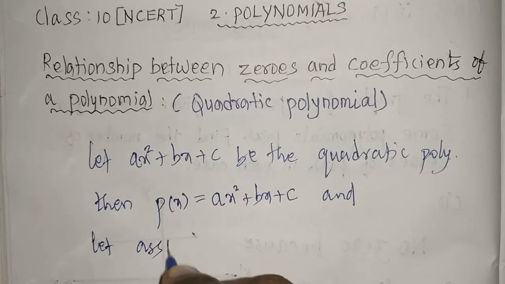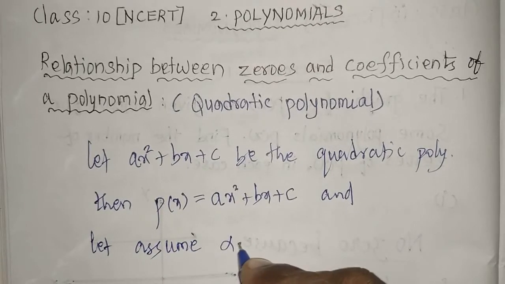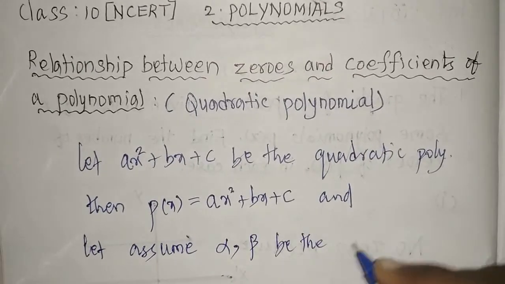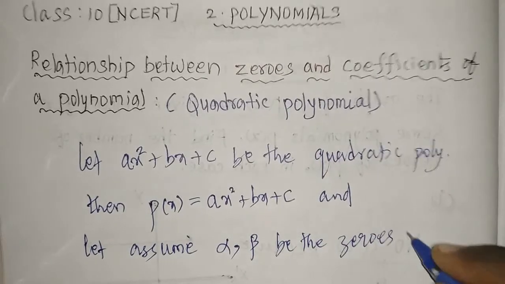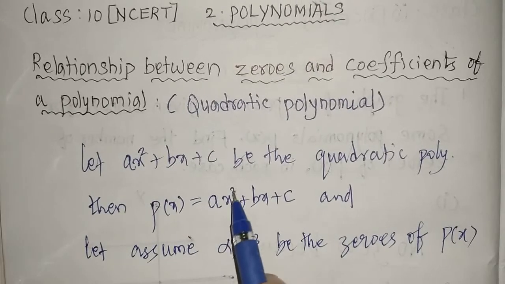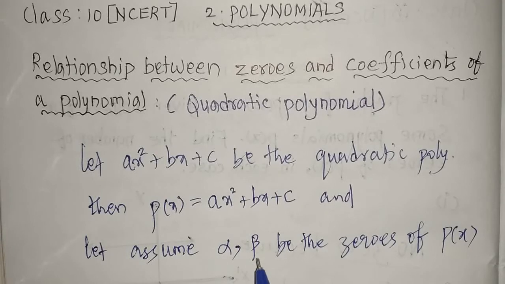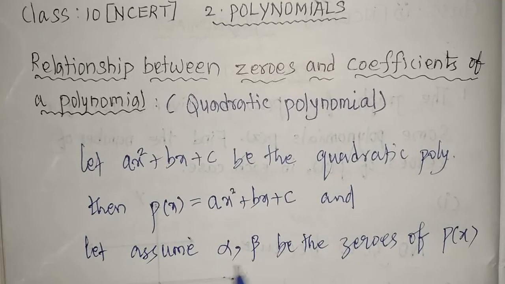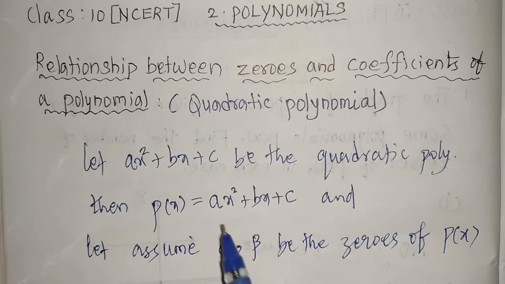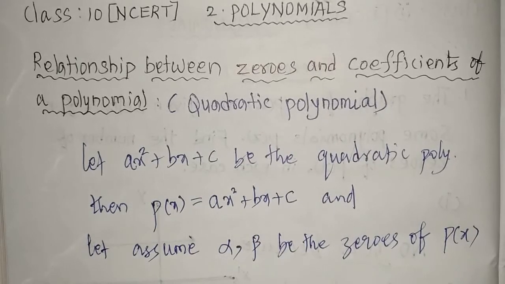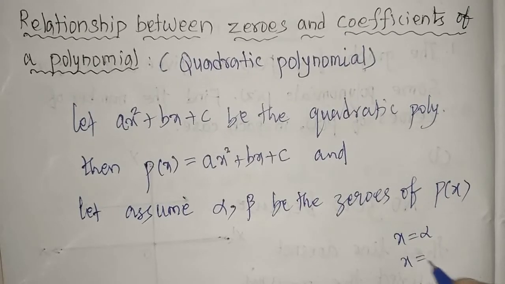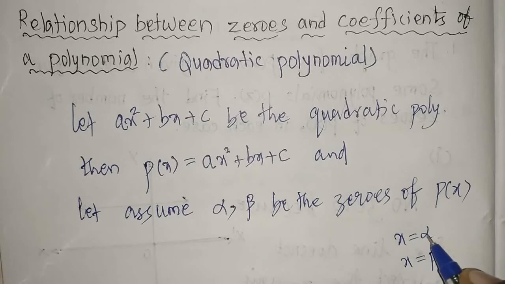Let us assume alpha and beta be the zeros of p of x. Quadratic means degree 2, so we have to assume two zeros. So this is called alpha and this is beta. These two are assumed as the zeros of p of x. Zeros in the sense, what actually? The x value of this expression. So x equal to alpha and x equal to beta is the meaning.